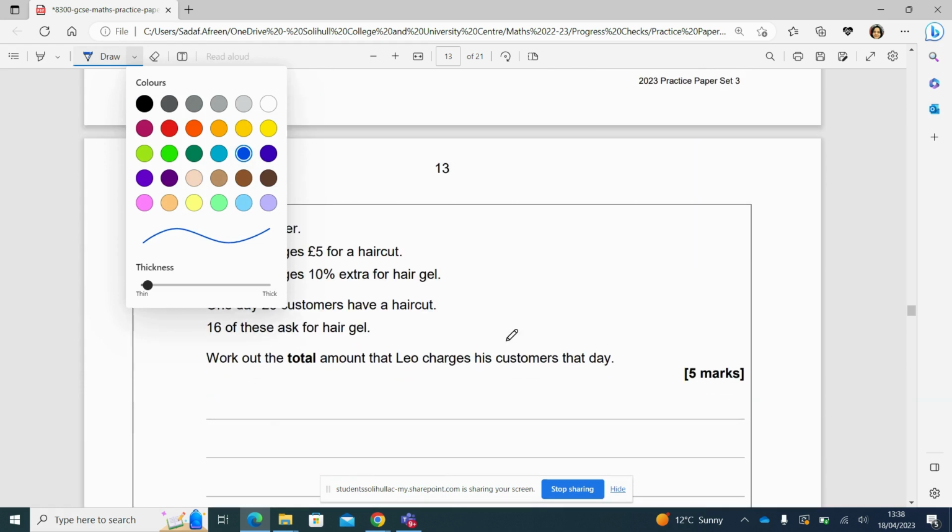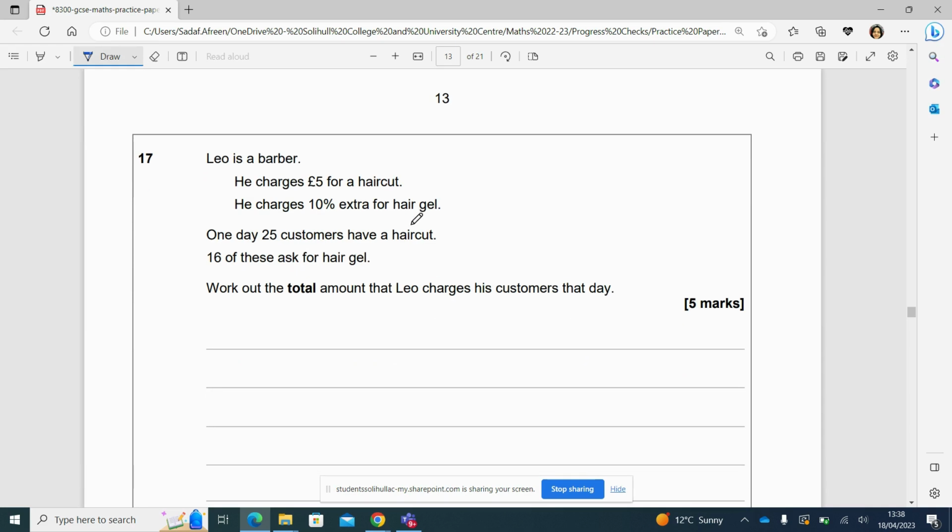Okay, the next question is number 17, which is Leo is a barber. He charges £5 for a haircut. He charges £10 extra for hair gel. So £5 for haircut and 10% extra for hair gel. One day, 25 customers have a haircut. 16 of these ask for hair gel. Work out the total amount that Leo charges his customer that day.